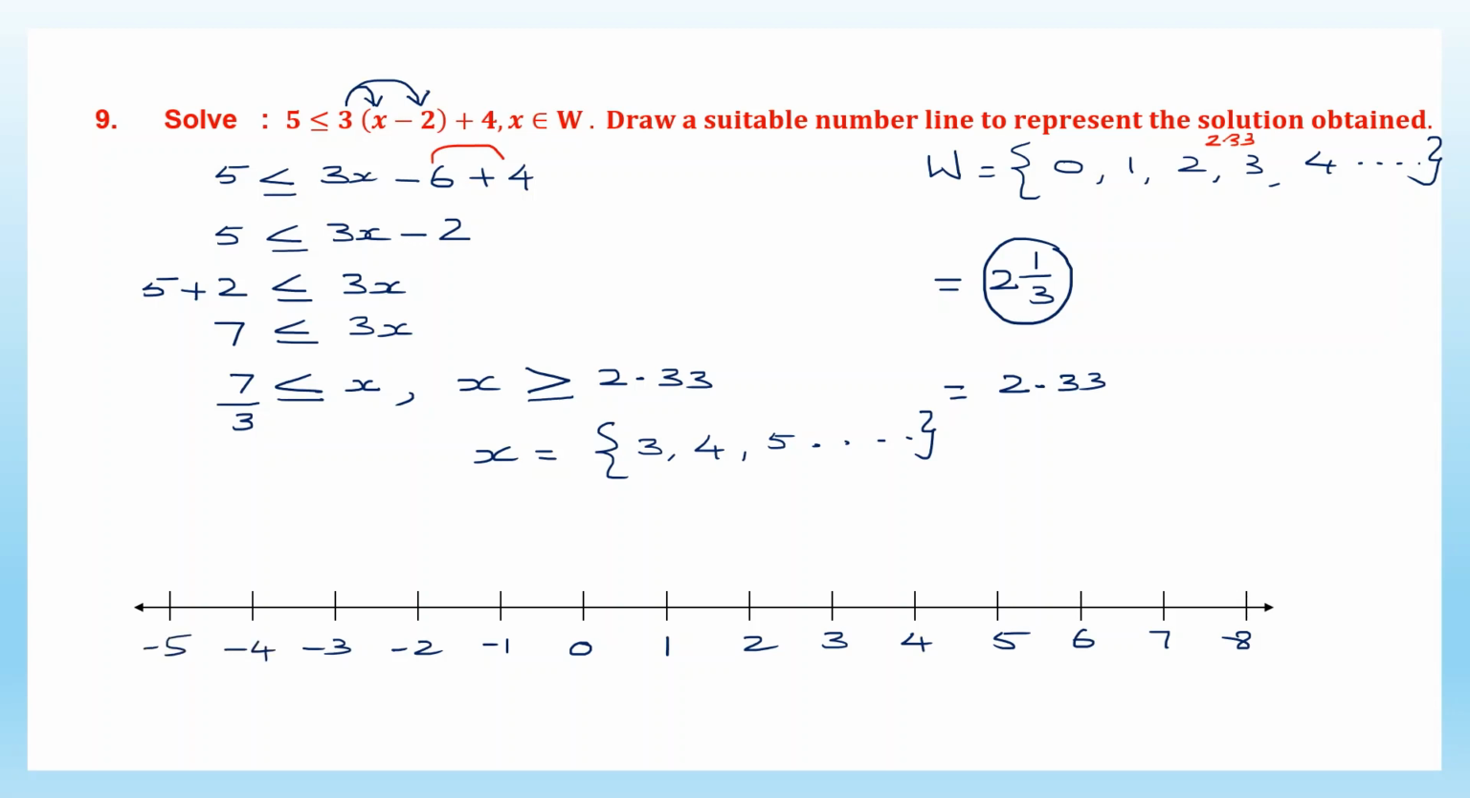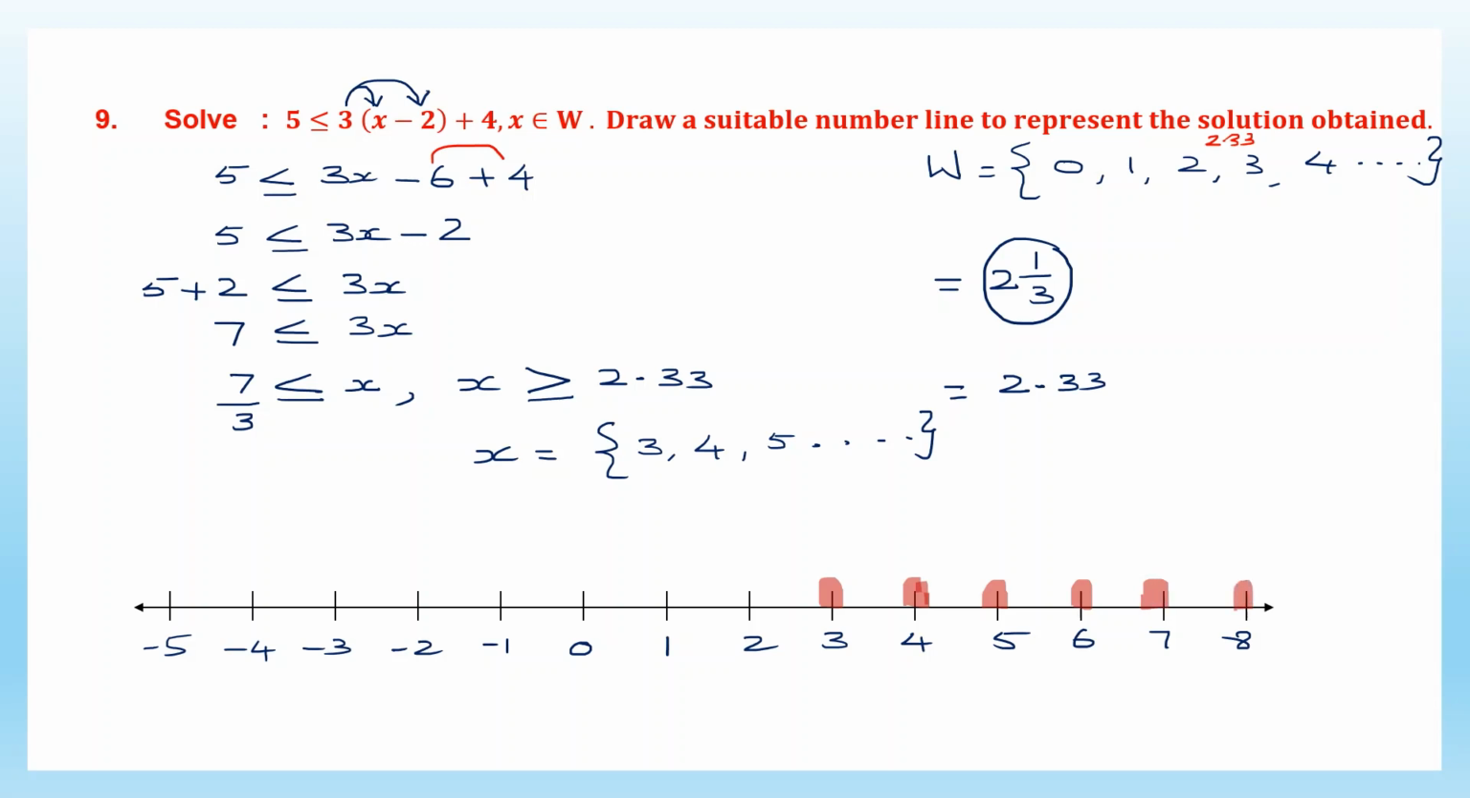Our whole numbers begin from 0. From 0 onwards, we have all whole numbers, because they're all positive numbers starting from 0. And 2.33 is in between here and it's not a whole number. So we start from 3. Let's mark 3 now. On the number line, we're going to mark the solution set, all the values of x: 3, 4, 5, then we have 6, 7, 8.